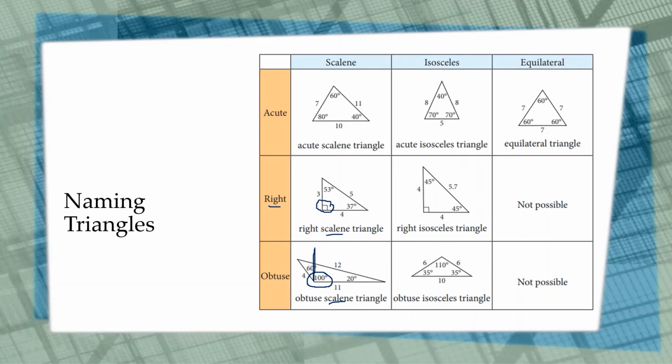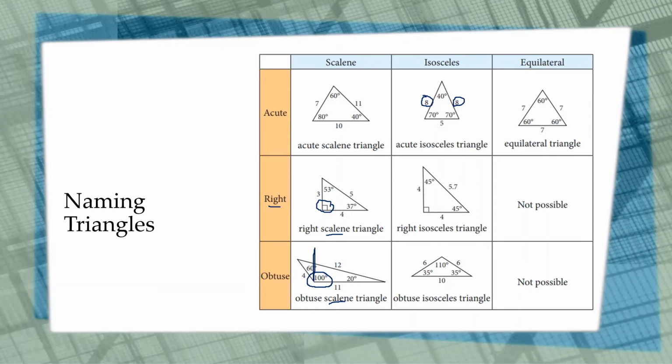And we do the same with isosceles. Do you notice the 2 sides that are the same? Right here, we have two sides that are the same. That's why it's called an isosceles. But when we look at the angles, all of these angles are less than 90. So that's why it's called an acute isosceles triangle as the full name.